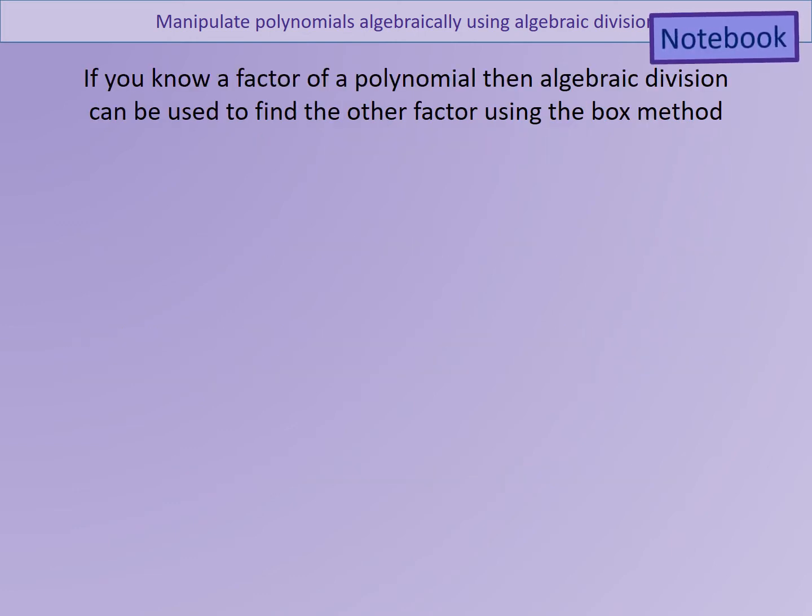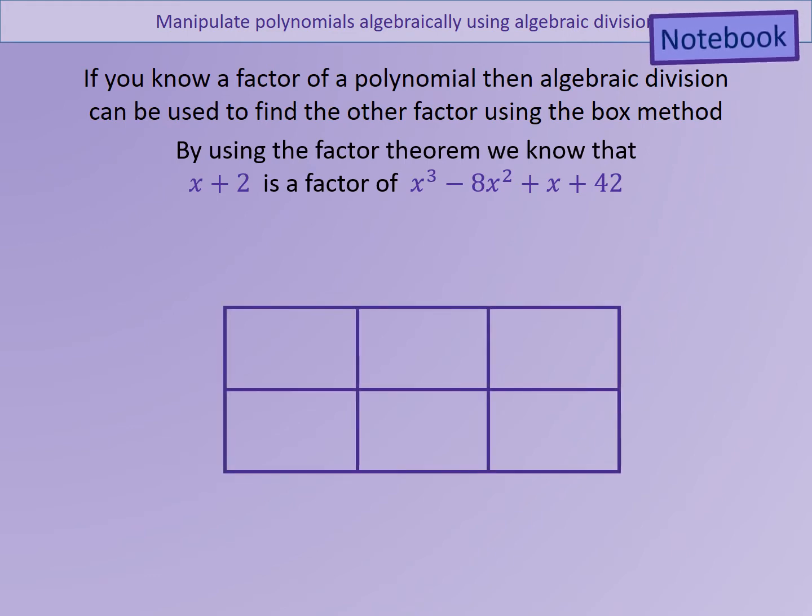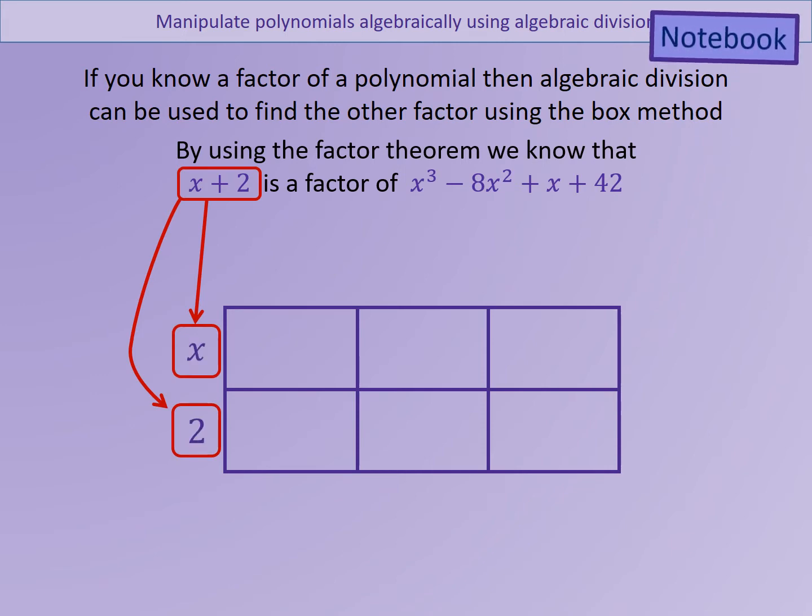Right, good. Let's have a look at the first of those two methods then, which is the box method. Very similar grid type method for those of you who like to use this for long multiplication. Very similar, just using algebra instead. So we're going to demonstrate it by dividing x cubed minus 8x squared plus x plus 42 by x plus 2. So here's the grid that we're going to use. I'm going to place the x plus 2 down the left hand side, one row for the x and one row for the 2. Obviously if it was minus 2 we would need a minus sign in front of the 2.